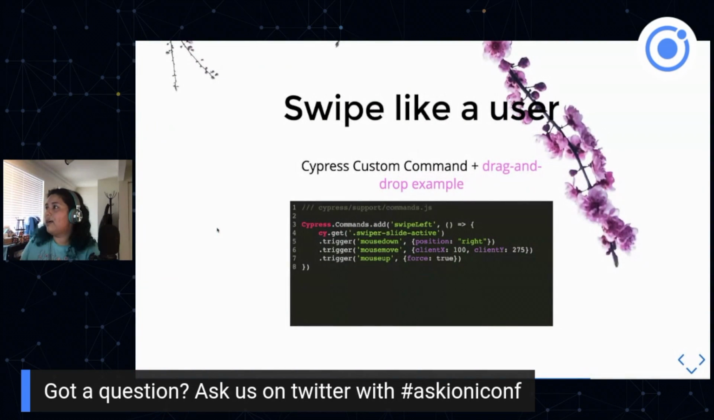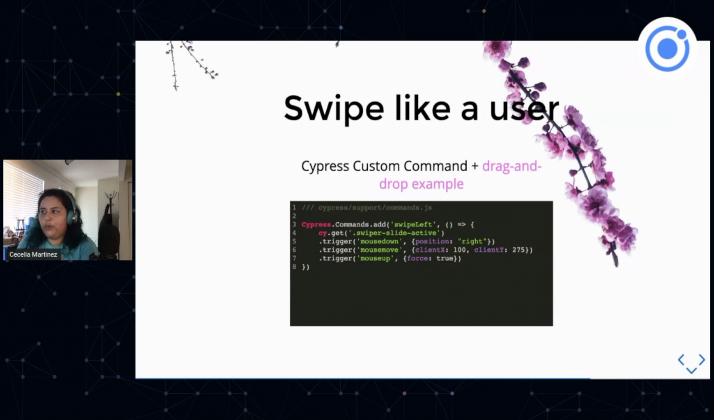All right, so the next custom command I want to take a look at is Cypress custom commands for swiping like a user. So again, we're adding a command, so cypress.commands.add swipe left. And this is being built on top of the existing drag and drop example for Cypress. And what it's doing is it's actually triggering mouse down, mouse move, and mouse up elements in order to simulate touching on a device, sliding your thumb across, and lifting up as if you were swiping.